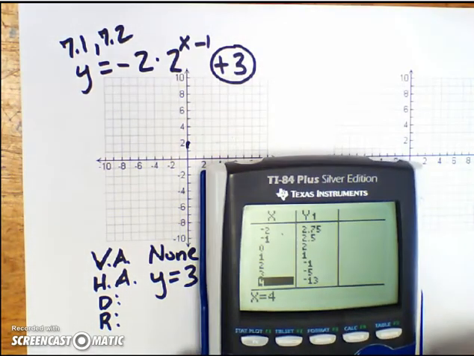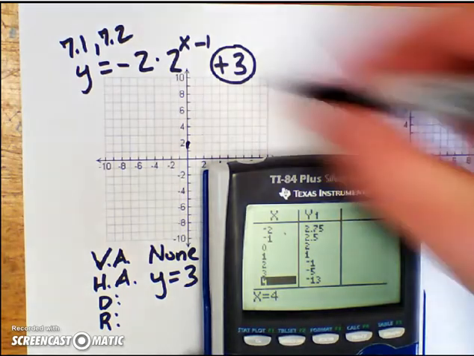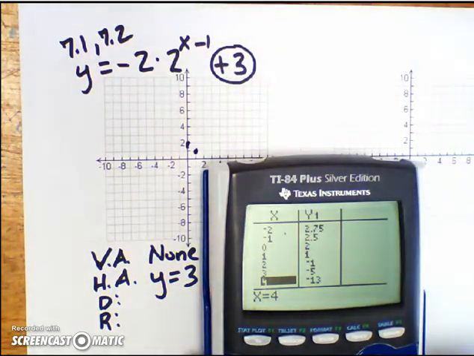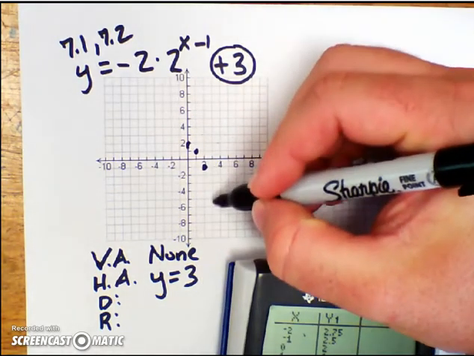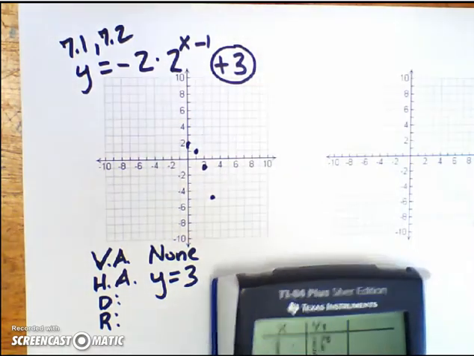You didn't get that? I'll come back and check in a second. 1, 1. 2, negative 1. And 3, negative 5. Did you get it? Yeah.